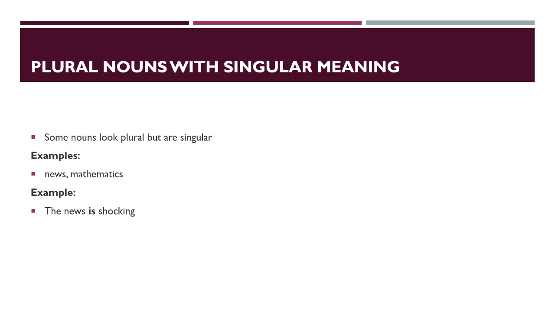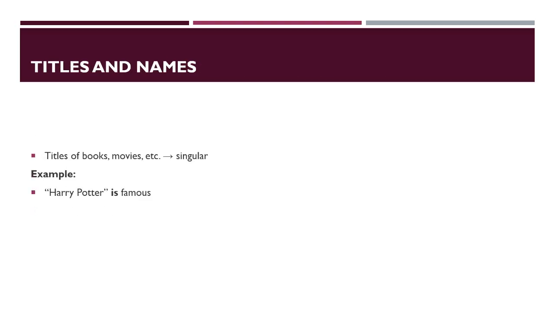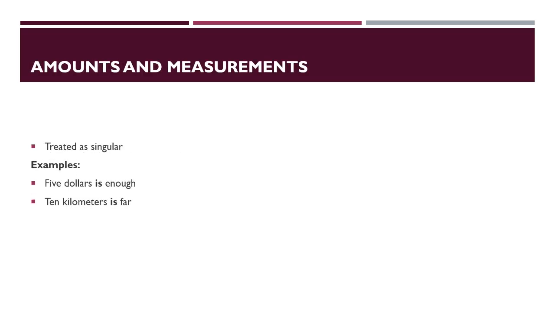Let's move to titles and names. Titles of books, movies, or other works are usually treated as singular. For example, Harry Potter is famous. Here is how it applies to amounts and measurements. Amounts of money, time, or distance are generally treated as singular. For example, $5 is enough.